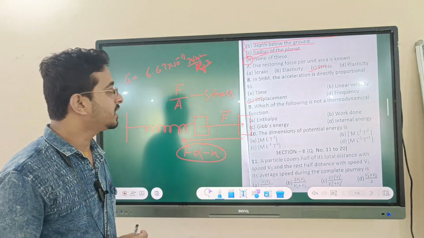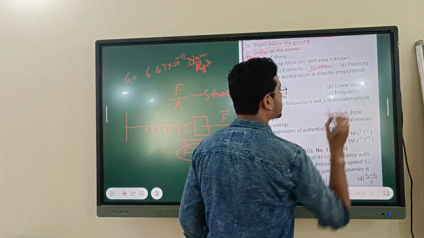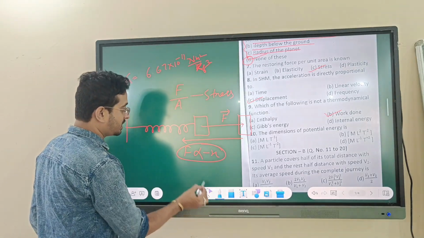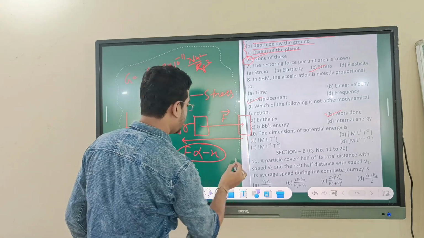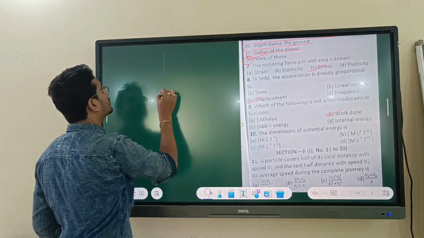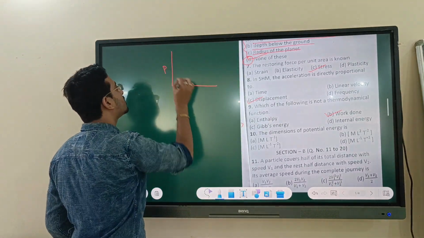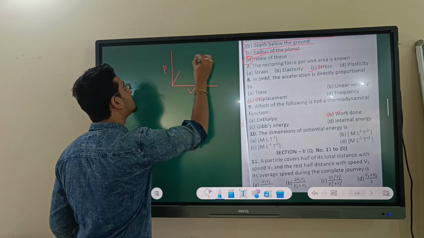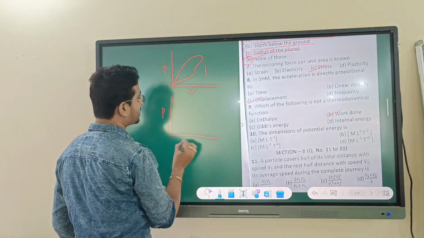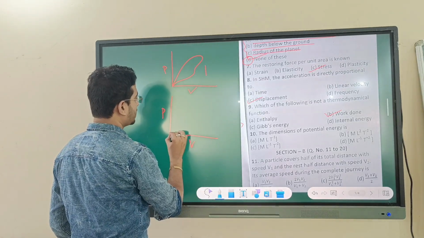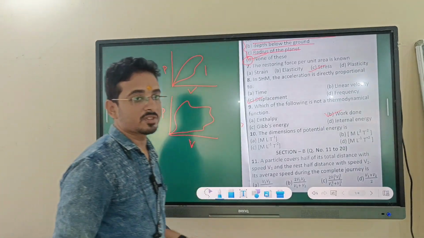Which of the following is not a thermodynamic function? The option number B will be our correct answer, because in a thermodynamic system, work done is path dependent. Work done will be dependent on the path. This is my PV diagram, pressure versus volume diagram, and I am drawing a curve like this. So the work will be completely different in experiment number 1 as compared to experiment number 2 if the path is different. If the path is different, then there will be different types of work.